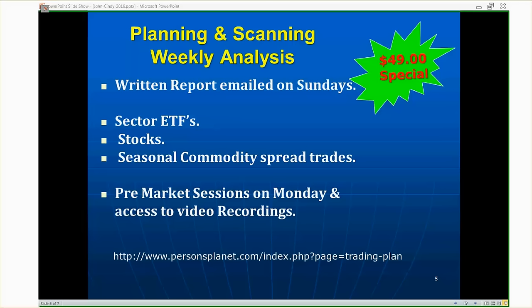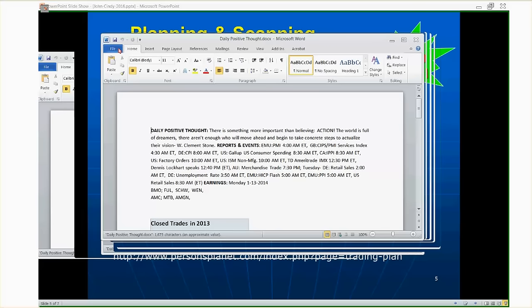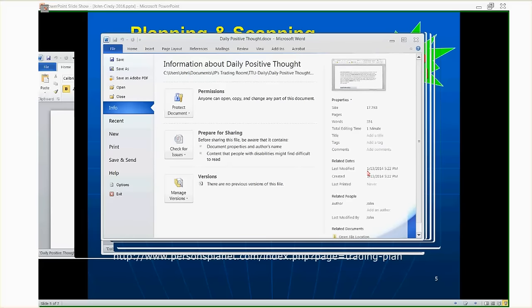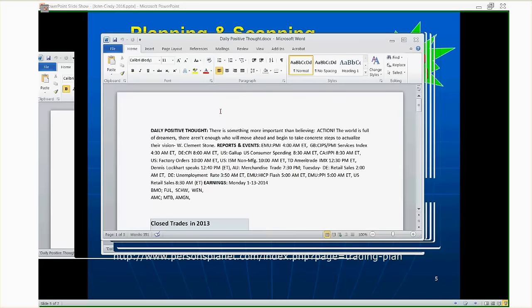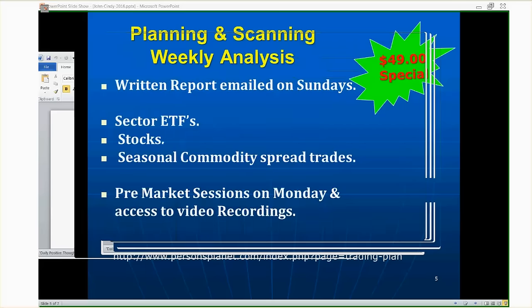In fact, wait a second. Let me go over and see. So just to let you know, when was this created? January 13th of 2014. Over 2 years, I have never released this information. So this has only been for our daily trading community, and it's been pretty impressive. I think maybe a lot of people just didn't know we did this around here, right?